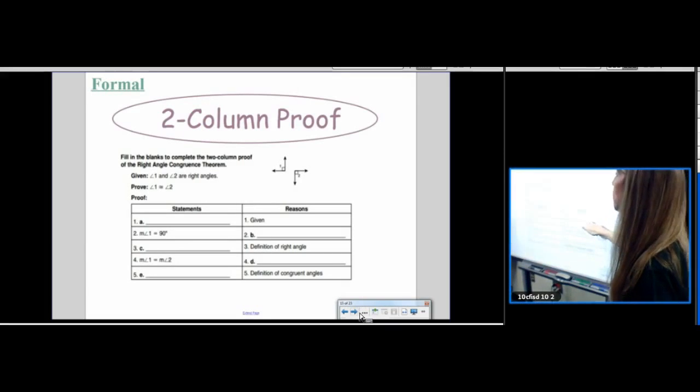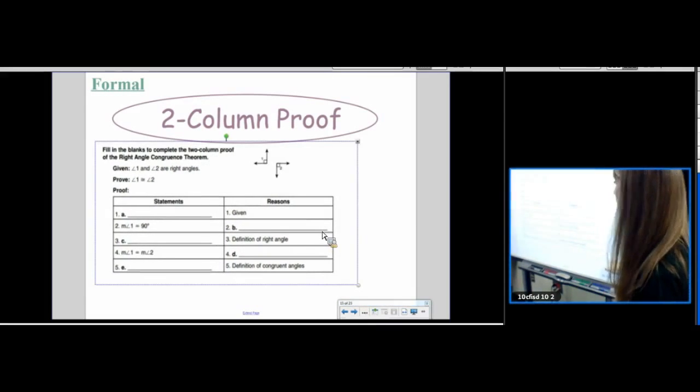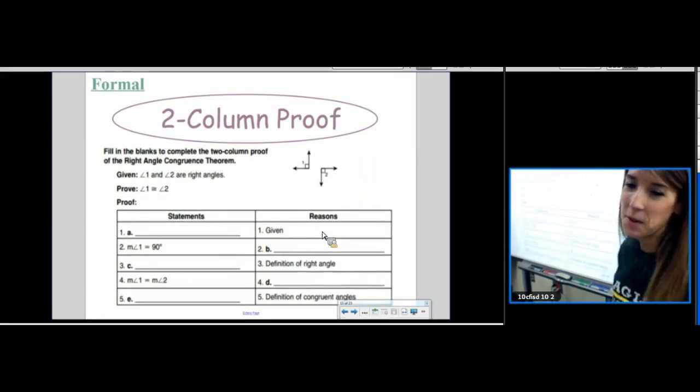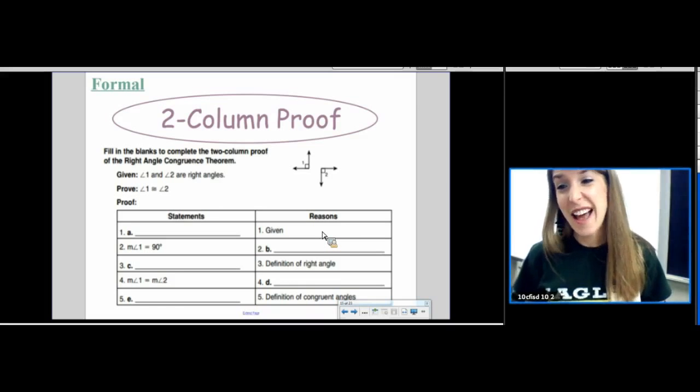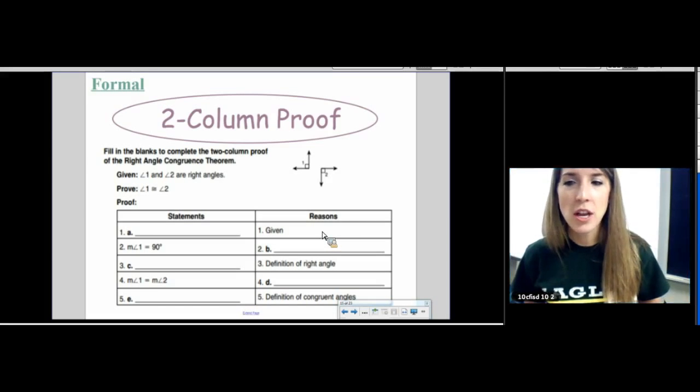Here's what a two-column proof would look like. This I got from your textbook. Your textbook loves to prove things. But what we'll do for a long time first is just have fill-in-the-blank ones. Let me show you how this would work.